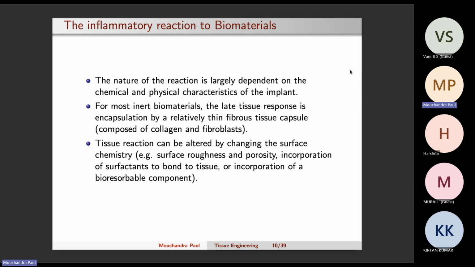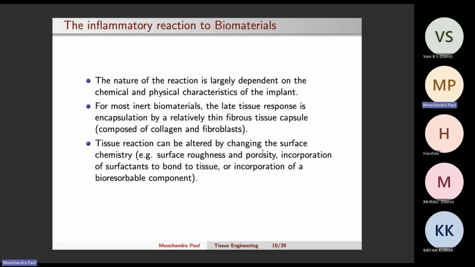So the foreign body reaction can be altered by changing... How will it be observed, ma'am? Ma'am, if it doesn't interact, but at the end of the day, the biomaterial should be absorbed, right? If it doesn't interact, how will it be absorbed?